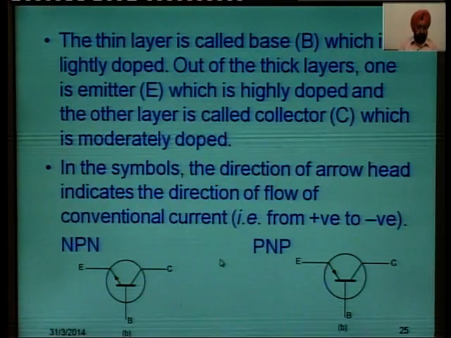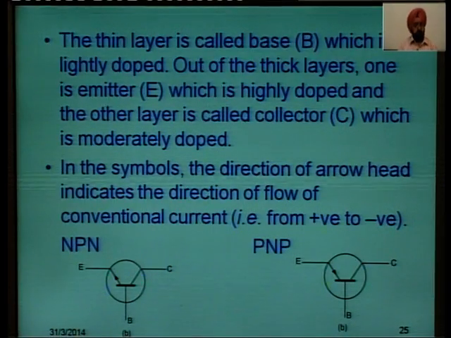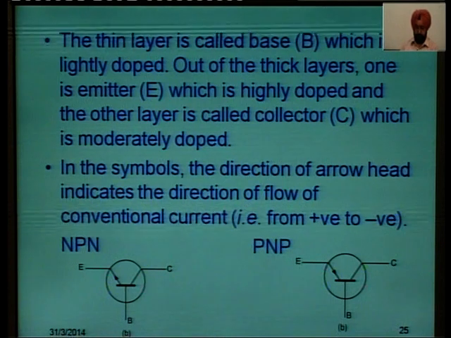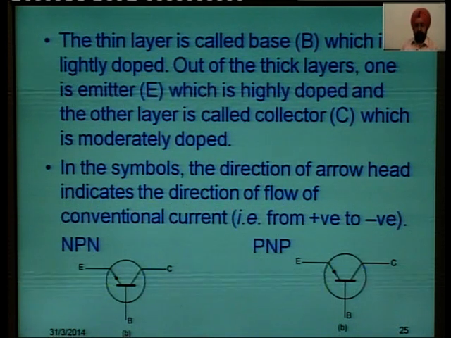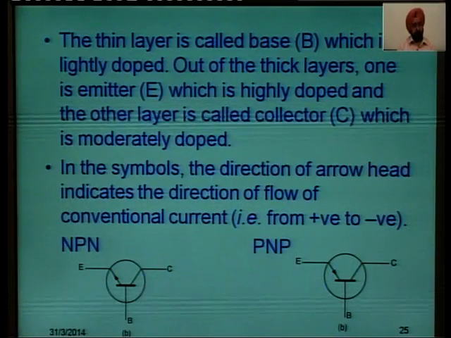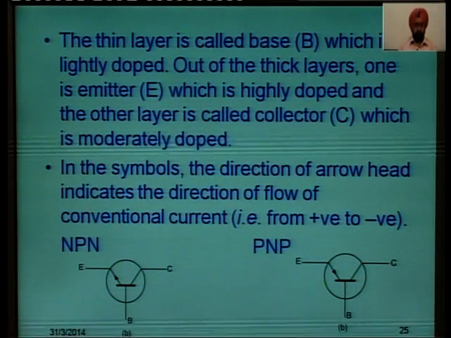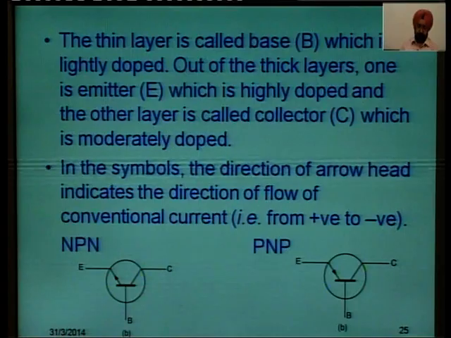So, the thin layer is what is called base. This is lightly doped, and the other 2, as I told you, are highly doped, emitter and the collector. Collector is moderately doped as compared to emitter.